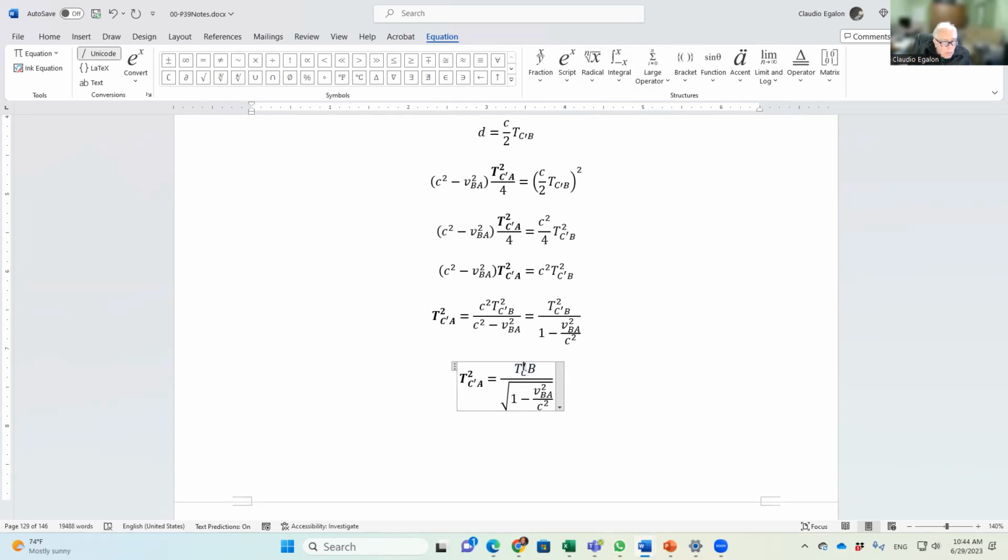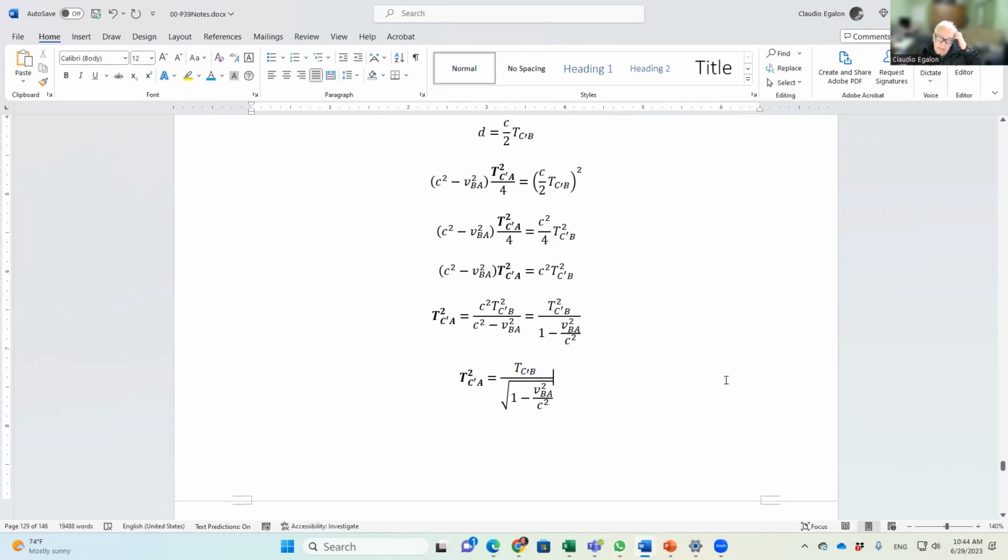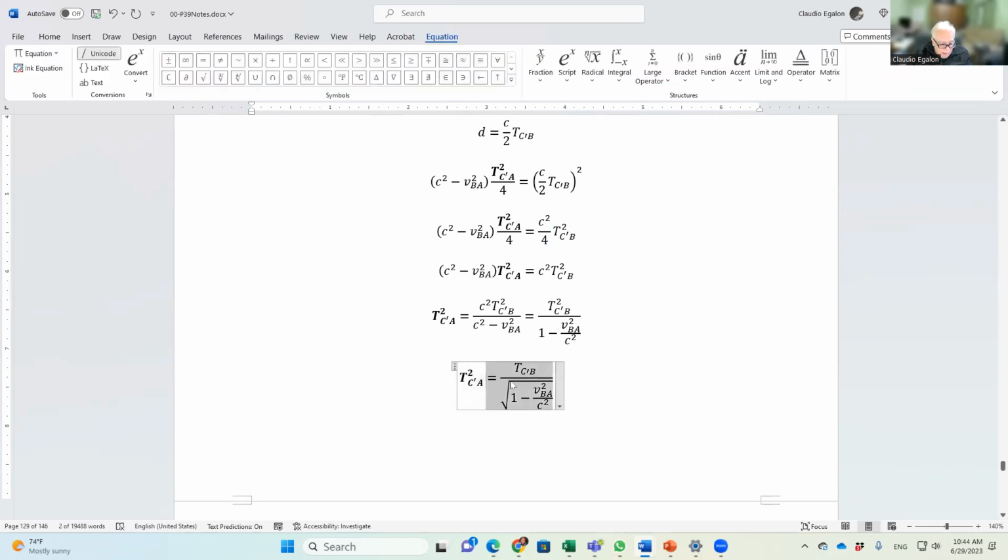Uh-oh. Didn't go the way I want. Now it should work. Good. And we put the C prime. Okay. Now let's compare. That's what we call the gamma factor, right? That was what Lorentz obtained without the principle, without the postulates of relativity, okay?